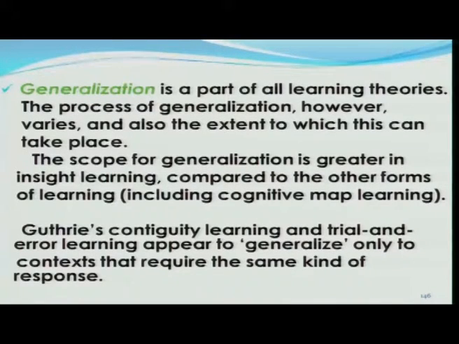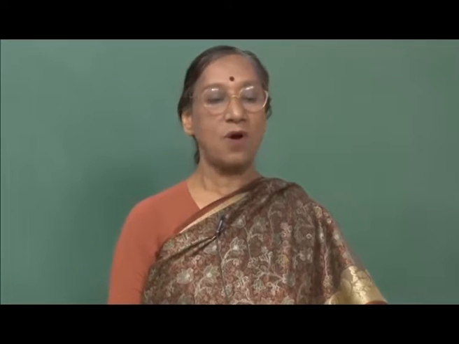Generalization as a sub-process is a part of all learning theories. The process of generalization, however, varies, and also the extent to which this can take place in particular forms of learning. The scope for generalization is greater in insight learning compared to the other forms of learning, including cognitive map learning. Now, why should this be the case? Probably the answer is that because insight learning involves concept learning or the learning of principles, the applicability or extension of these principles has a far wider scope compared to the kind of responses that are learned in specific situations, such as classical or operant conditioning, or trial and error learning, or Guthrie's contiguity learning, or Hull's reinforcement drive reduction based learning. What about cognitive map learning?